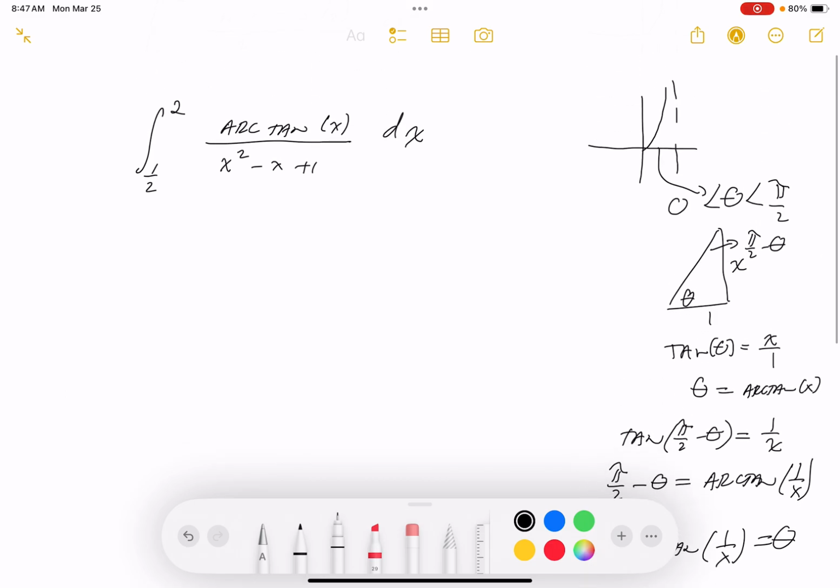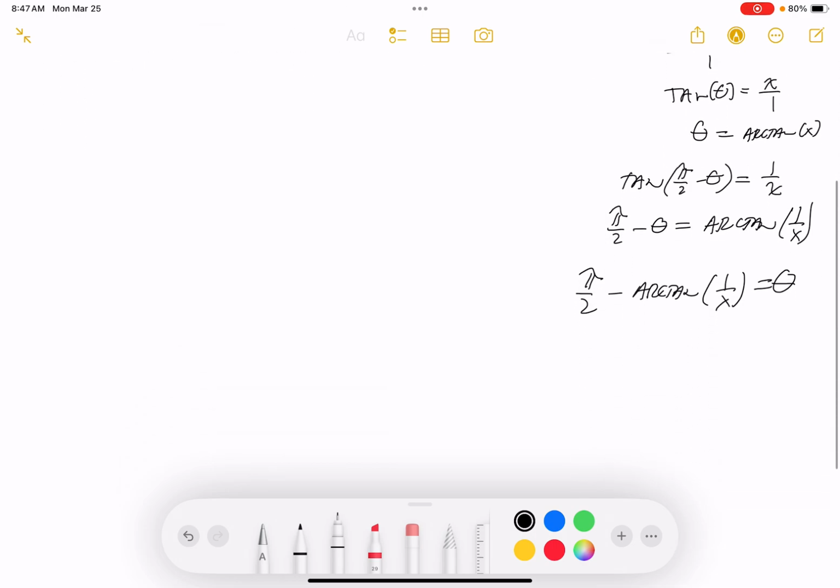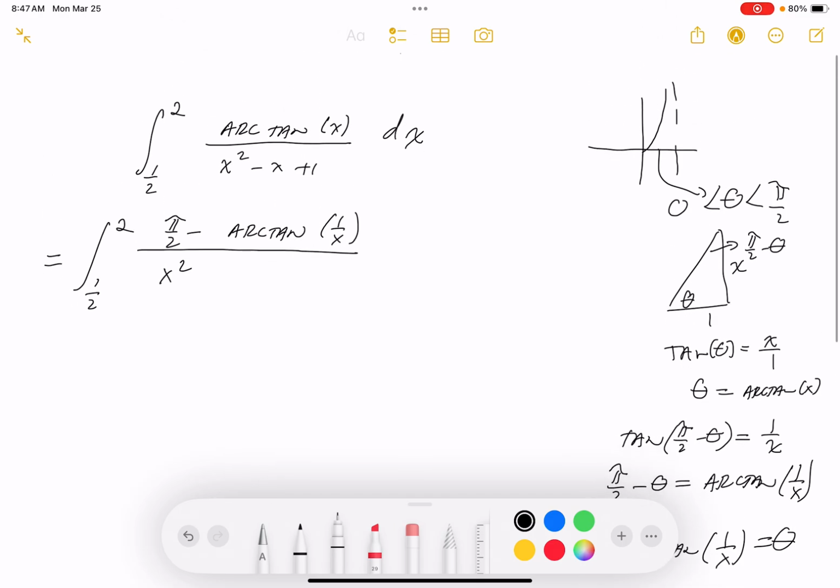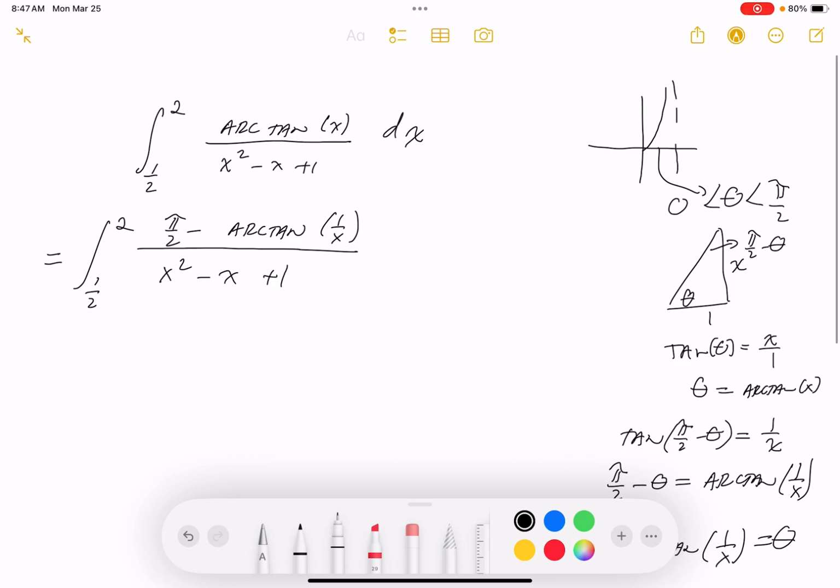I'm not going to say it helps a lot, but let's put this over here. So 1/2 to 2, and I can write that top down now as pi over 2 minus the arctan of 1 over x. And then in the bottom, I get x squared, I'm sure I'm doing that right, minus x plus 1 dx. All right, so that's one thing you could do. And the question is, what do you do about that? Well, I'm going to make a substitution now.